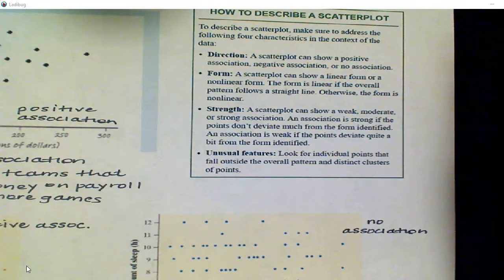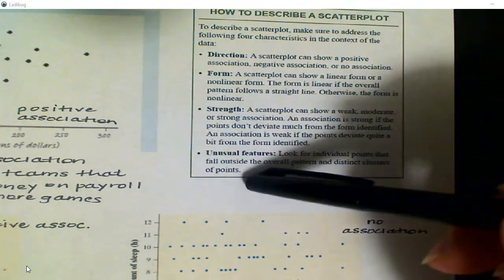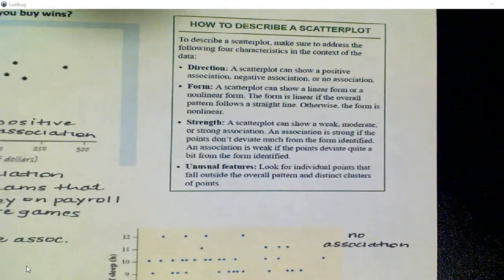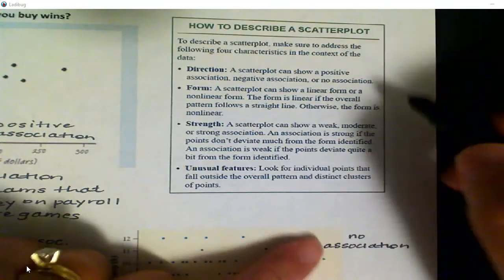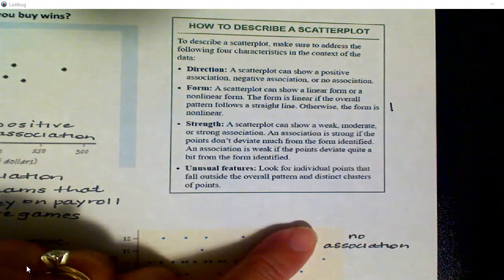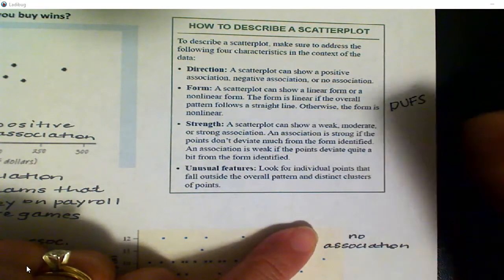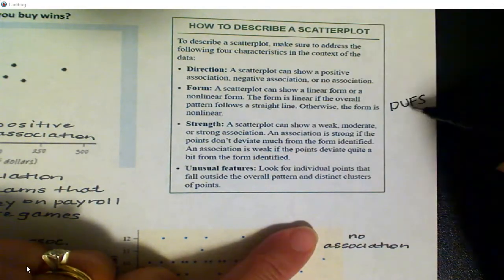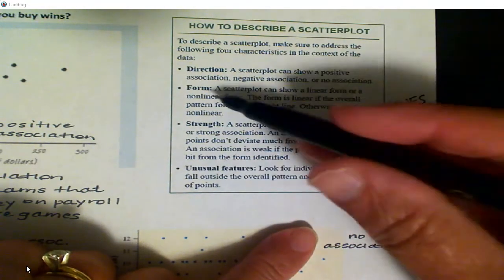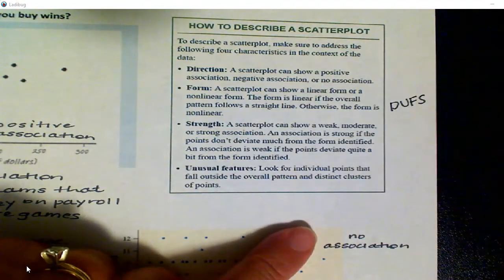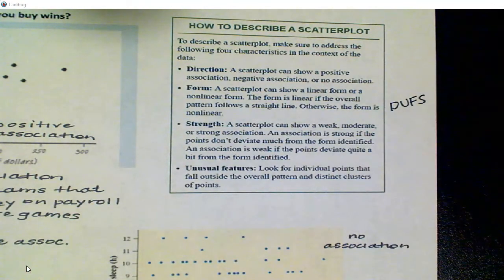An example would be if there's a point that falls outside the overall pattern, or if you see distinct clusters. Remember SOCKS earlier? This would be DUFS. So D is direction, U is unusual features, F is form, and S is strength. Those are the things you want if you have to describe a scatter plot.